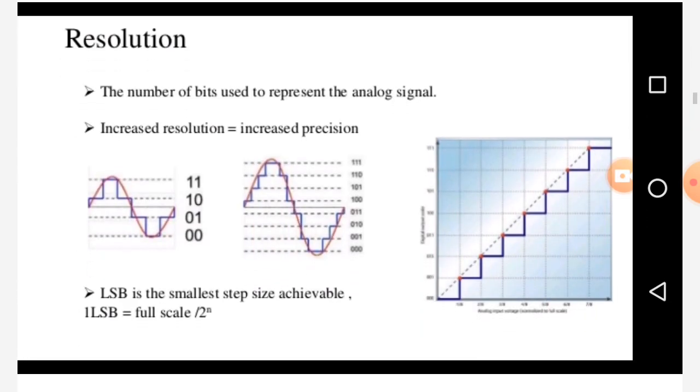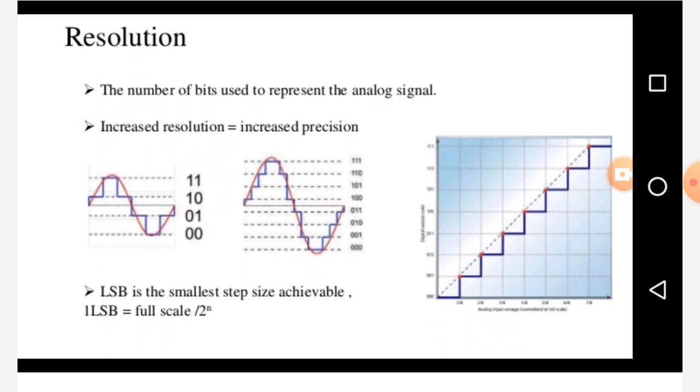Then resolution. This is a very important specification from the exam point of view. It is the number of bits used to represent the analog signal. Increased resolution is equal to increased precision. You can see how the resolution is increased. LSB is the smallest step size achieved. 1 LSB is equal to full scale upon 2 raised to n.